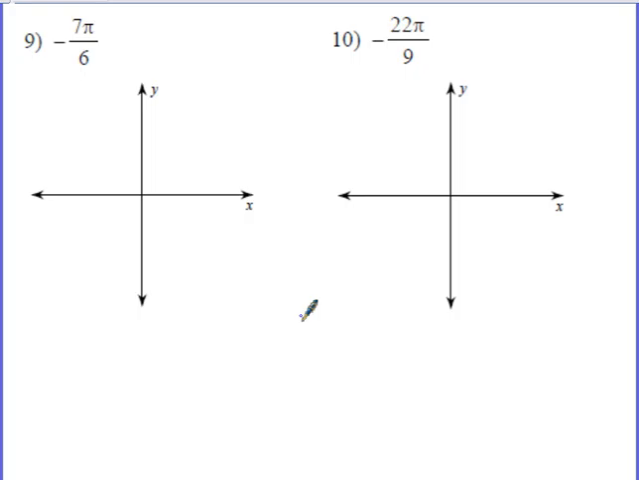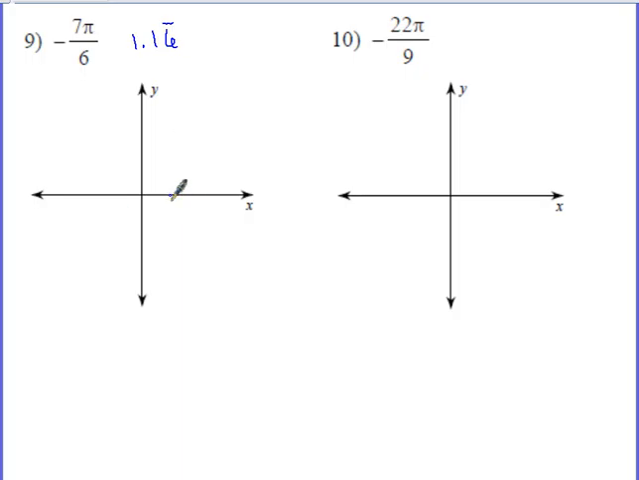Here we have to draw angles given the angle measurement in radians. So negative 7 pi over 6. I'm going to show you two different ways, and it's up to you which way makes more sense to you. The first way is I'm going to change the fraction part, the 7 over 6, into a decimal. If I did 7 divided by 6, that would give me 1.16, with the 6 repeating. So it's negative 1.16, but what you have to remember is a full circle is 2 pi, so 1.16 would be a little bit more than half a circle.